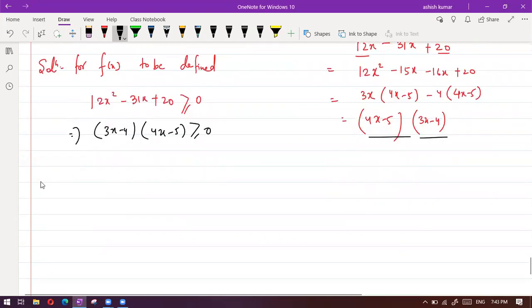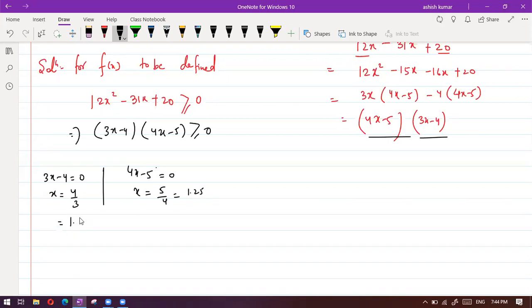So can we say, what are the critical values? If I put 3x minus 4 equal to 0, what value of x will you get? 4 by 3. When you put 4x minus 5 equal to 0, what value of x do you get? 5 by 4. 5 by 4 is approximately how much? 1.25. And 4 by 3 is approximately how much? 1.33. Which one is greater? 1.33.